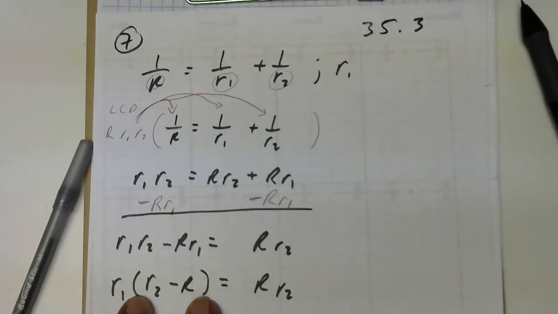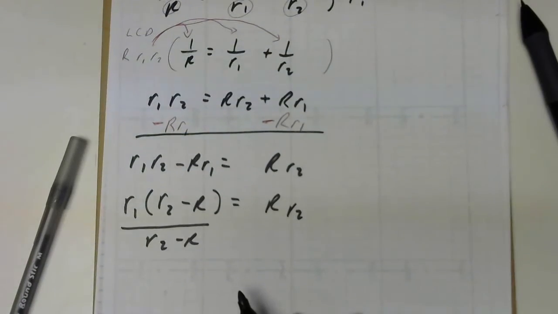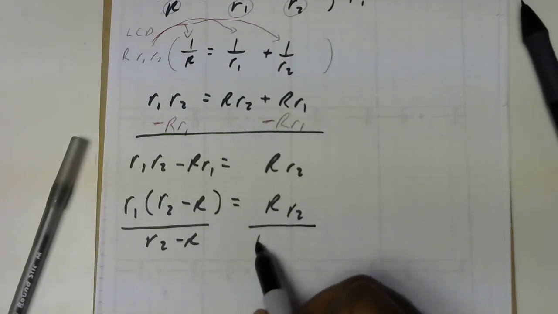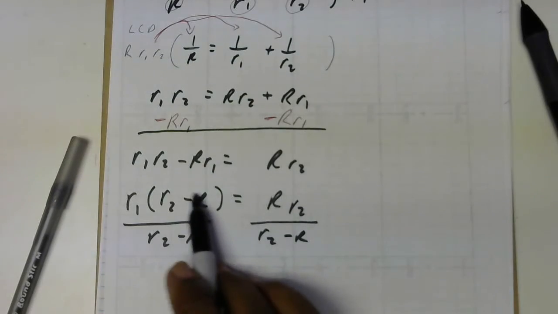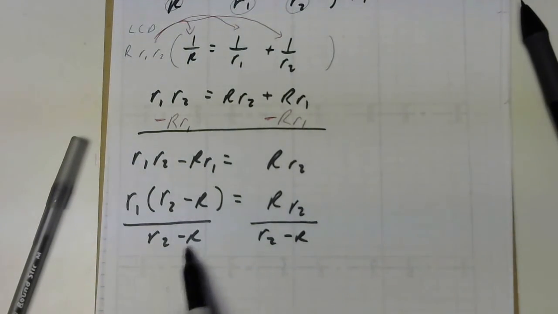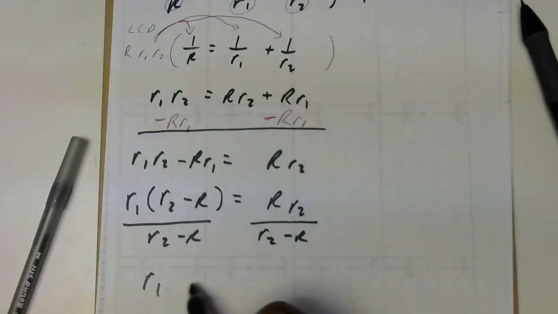This factor right here can be divided on both sides. So I'm going to divide everything by R2 minus R. And what you do on one side, you do on the other. So we divide this by R2 minus R. These two are factors, so all of this can cancel out with this to make it 1, leaving R1. There are no factors here that can be canceled, so this remains R, R2, over R2 minus R. And now R1 is solved.